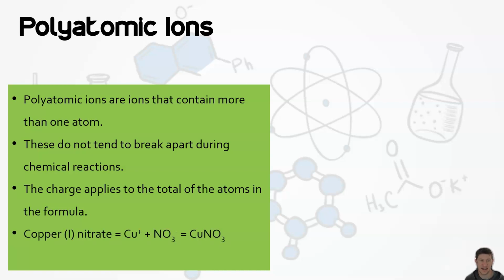What I mean by that is something like copper(I) nitrate. Copper would form a plus, so Cu+, and I have a nitrate. We're going to look at what a nitrate is a little bit later, NO3-. So we've got a plus and a minus, and they're going to neutralize each other. The total thing, copper nitrate, has no charge, but the individual ions do. So this would be copper, NO3 is nitrate, so copper nitrate.